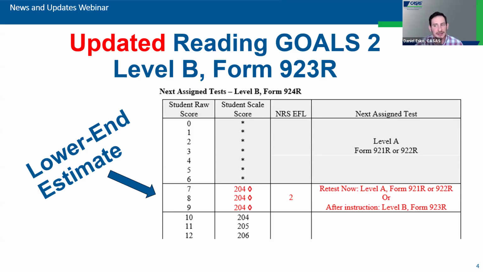There would be a 920. If they took 923, you're going to give them 924 when they post-test. If they took 924, then you would give them 923. So just the parallel form. That's what you would do.